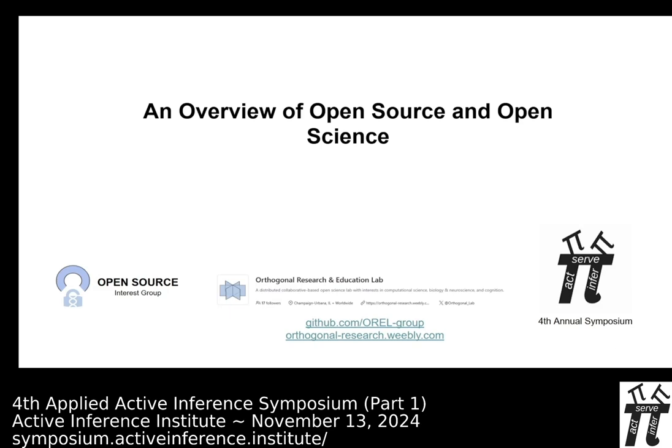Hello, my name is Dr. Bradley Alicea, and I'm a member of the Active Inference Institute Scientific Advisory Board. Today I'm going to give you an overview of open source and open science. My home institution is the Orthogonal Research and Education Lab. I'm also affiliated with the Open Worm Foundation and the University of Illinois Urbana-Champaign. I'm also of particular interest in the Orthogonal Research and Education Lab as our open source interest group, and I'll talk about that throughout this talk.